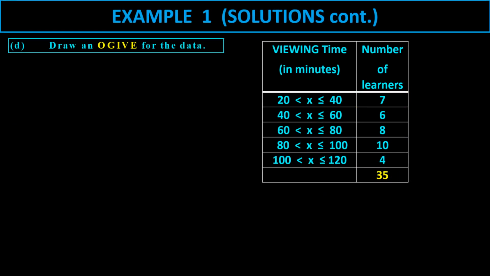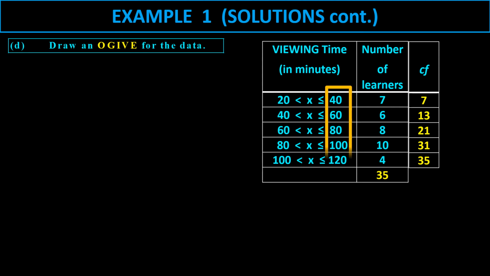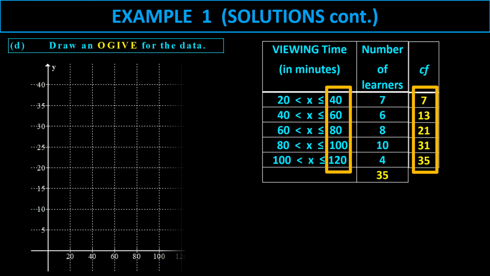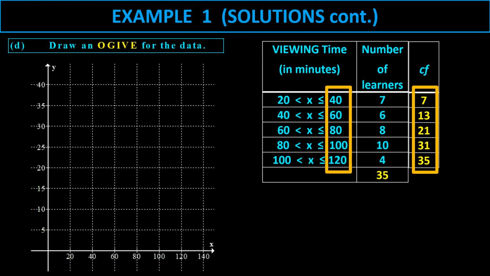Okay. Now we want to use that to draw an OGIVE. So the OGIVE needs the cumulative frequency. And what does it need? It needs the upper limits. So I have to plot the upper limits on my X horizontal axis and the cumulative frequency there, right? So let's get the grid. So there's my grid. And I've got the scale there. So here I'm going to have the horizontal is the time in minutes, and the vertical is my cumulative frequency, the number of learners there.